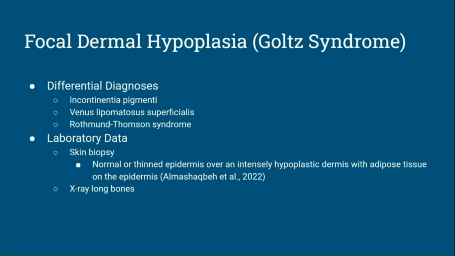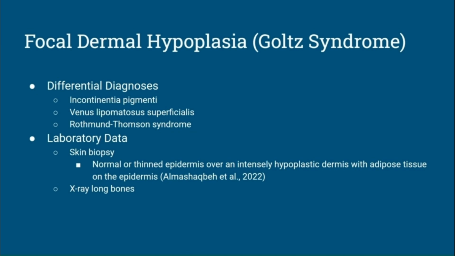Differential diagnosis here includes IP, and that's mostly in part because of the Blaschkoid distribution, as well as venous lipomatosis superficialis or Rothmund-Thomson syndrome. Skin biopsy might help show a normal or thin epidermis over an intensely hypoplastic dermis with adipose tissue on the epidermis. So basically what that is saying is you're going to see less dermis and high-riding fat on pathology.